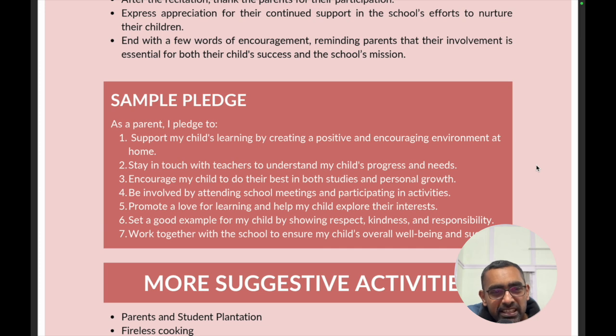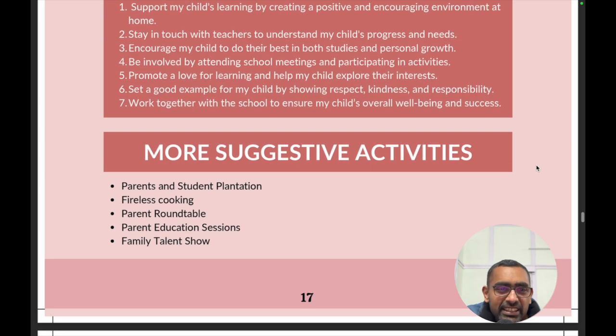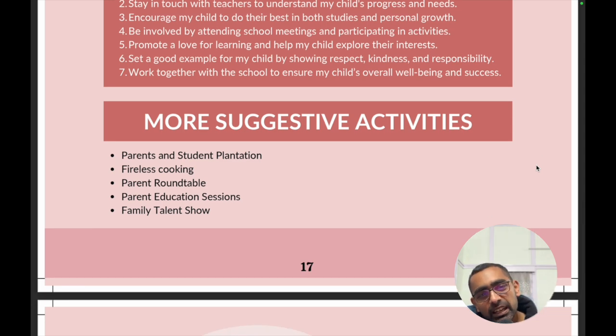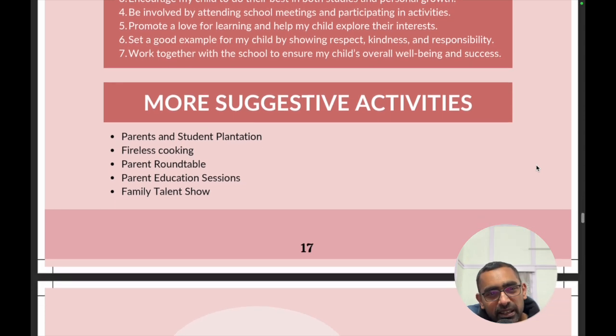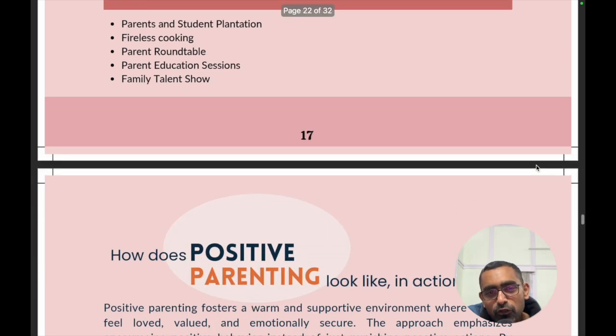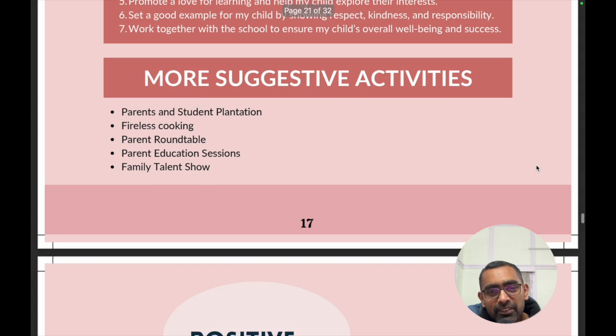What are some more suggestive activities? It can be anything. It can be a family talent show. It can be a parent roundabout. It can be a cooking contest. It can be a parent and student plantation drive. It can be anything. The idea is to involve everyone as a group so that they feel involved.